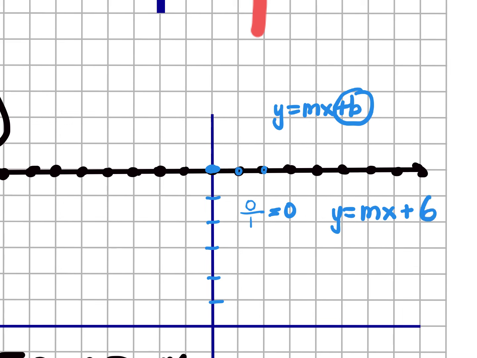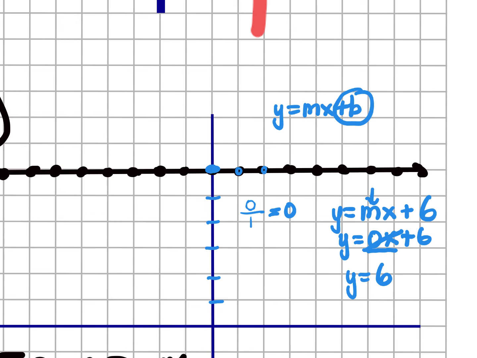And we figured out our slope was 0, so I'm going to plug in 0 for m. Y equals 0 times x plus 6. But 0 times anything is just 0, so it doesn't matter what x is going to be, so we can just get rid of that. 0 times anything basically eliminates it. So this is just y equals 6.